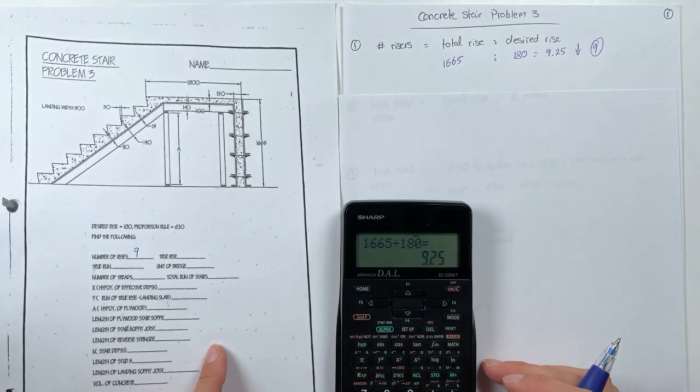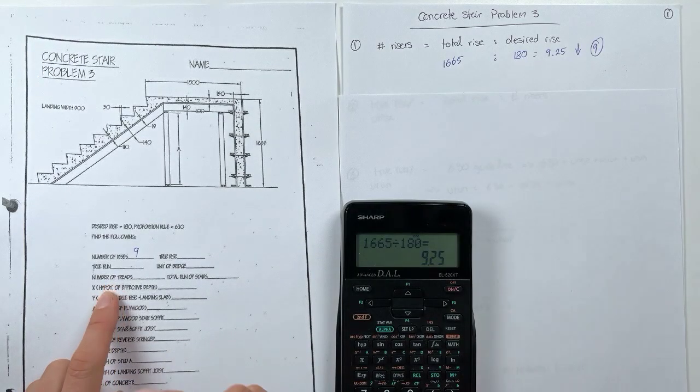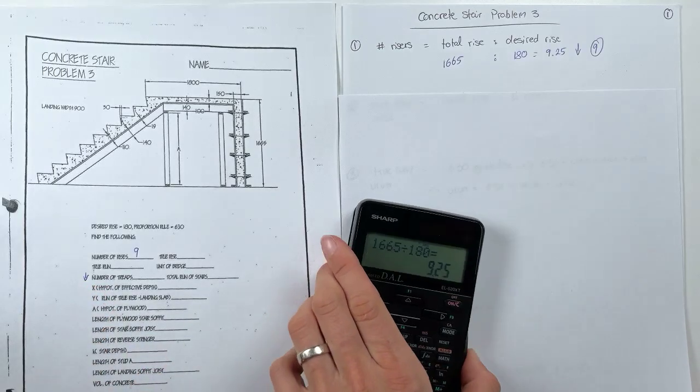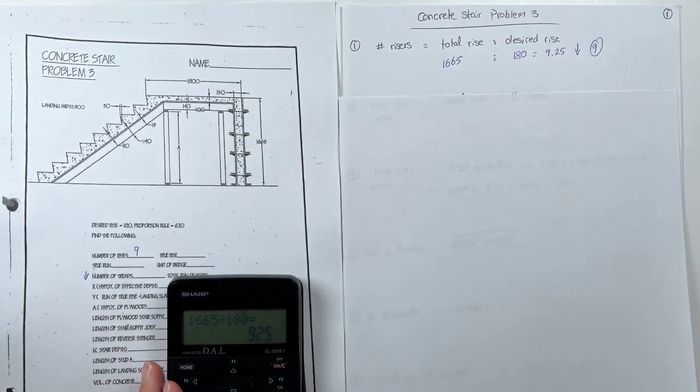What I like to do immediately is at the number of treads, just pop an arrow pointing downward, because there's always one less tread than risers. So that's just one of the reminders that I like to do for myself. Cool. Well, that's number 1 already.